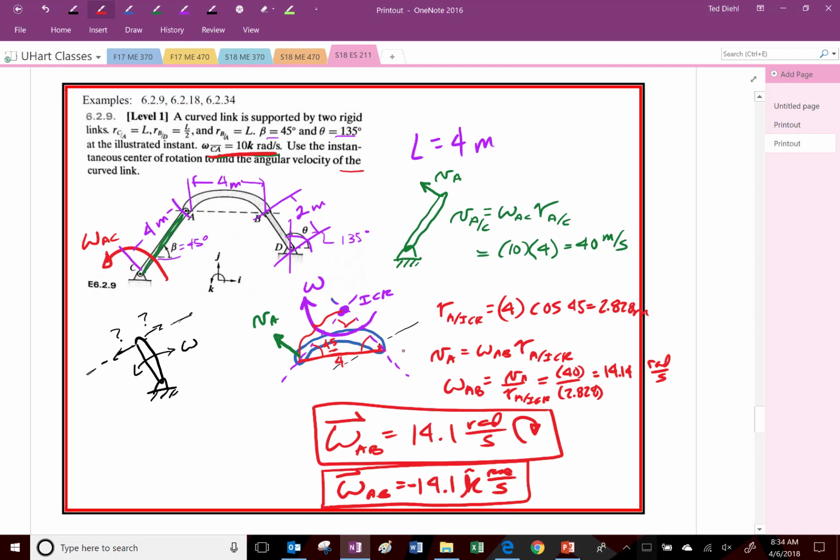One last thing in here, I could have drawn to answer this question: what direction does this linkage BD go? We didn't know, but once we found that ICR, we knew that it had to rotate this direction. Therefore, this had to be in that direction, so it had to rotate about there. And that might not have been 100% clear.